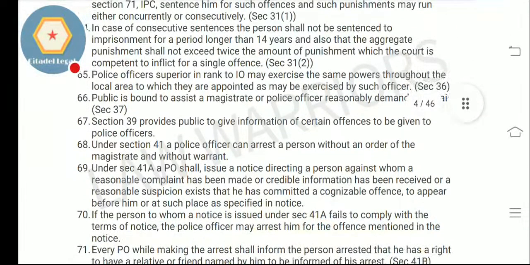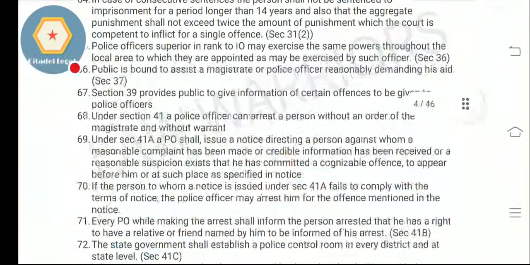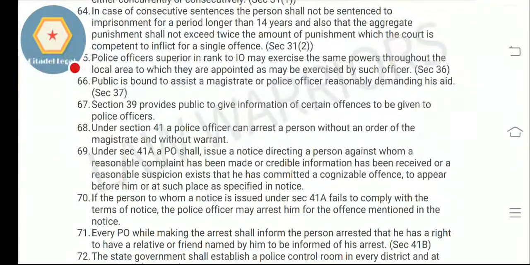Now 67, section 39 provides that the public is to give information of certain offences to a public officer. Now 37 and 39 are different, always remember. Section 39 provides for the public to give information of certain offences. They are not bound to assist, but information of certain offences is to be given to police officers. In case of 37, the police authority is demanding that individual's aid or help. But in case of 39, this is the general public giving information of certain offences to the police officers.